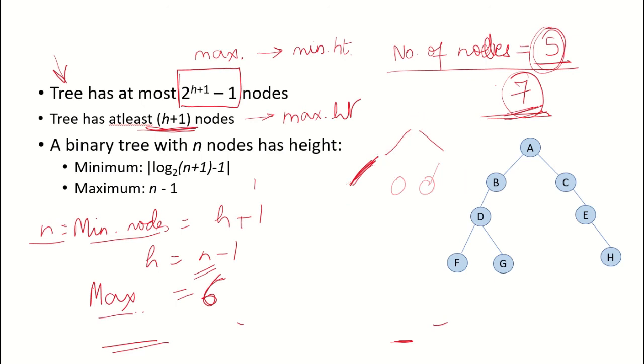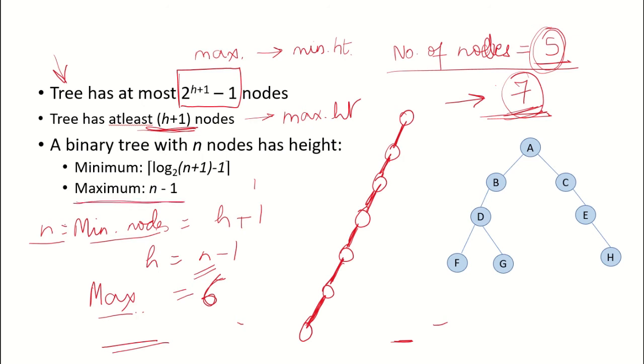Let us see what would be the structure of the tree. So if the number of nodes is 7, we can have a structure like this. So this you see has a height of 6, 1, 2, 3, 4, 5 and 6. We are just having one node at each level. So we see that the maximum number of nodes will give us the minimum height and the minimum number of nodes will give us the maximum height.